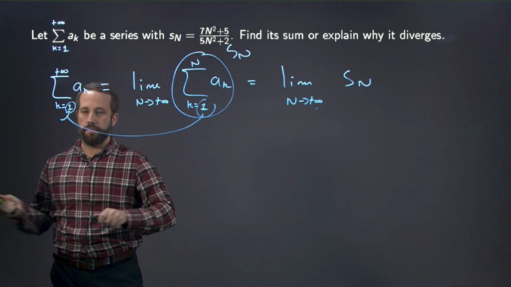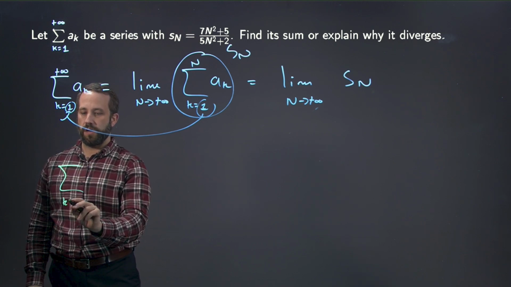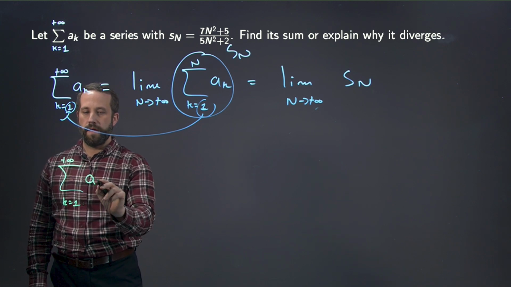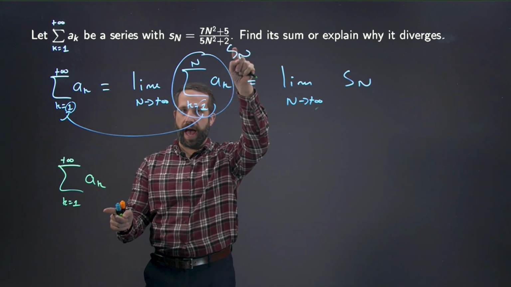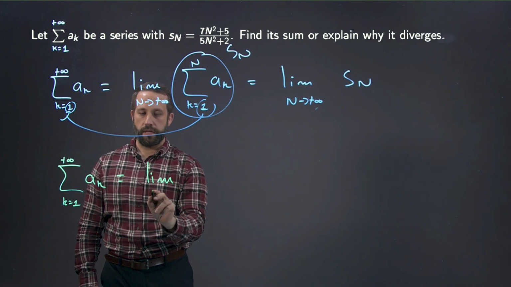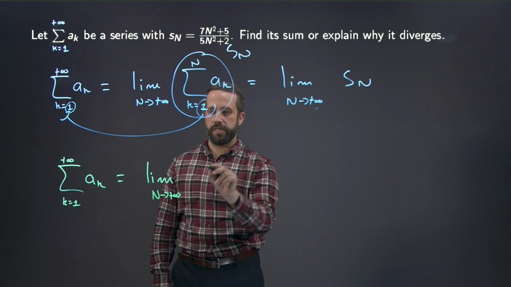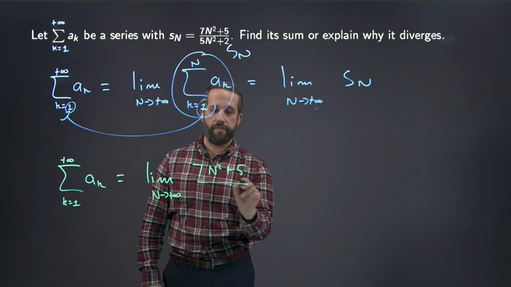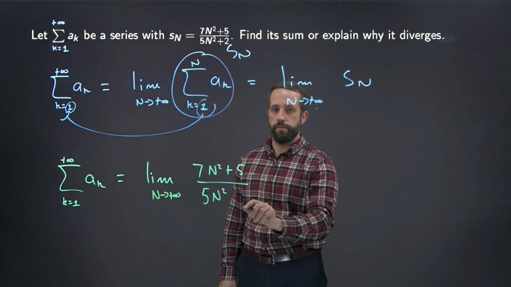So for this particular problem, the sum of the series is the following. Let me switch colors here. The sum of the series is the sum k equals 1 to infinity of a_k. We're given no information about a_k. That's not needed because we have what the partial sum is equal to. This is equal to the limit as n goes to infinity of S_n, which in this case is (7n squared plus 5) over (5n squared plus 2).